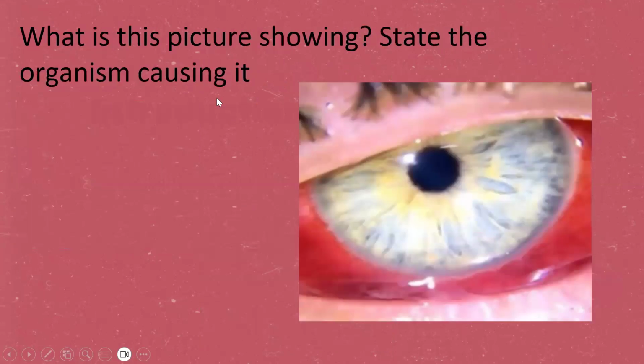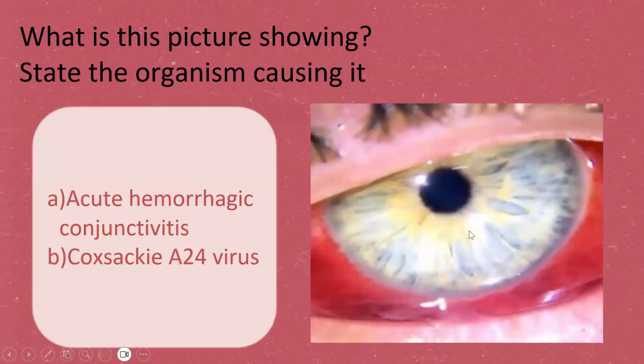What does this picture show? Say the organism causing it. Again, this is hemorrhagic eyes of Coxsackie. So Coxsackie virus will cause acute hemorrhagic conjunctivitis.